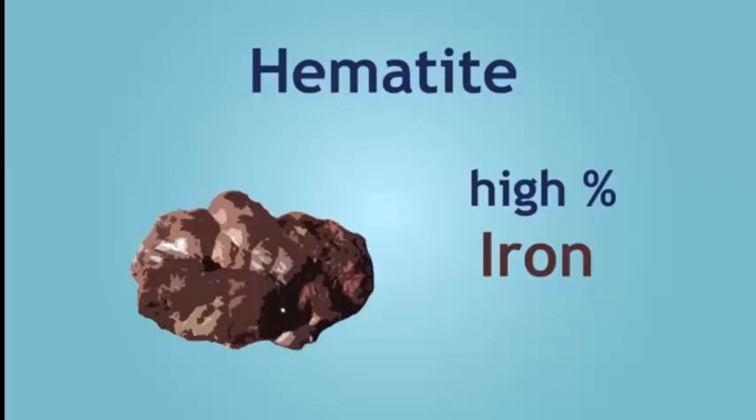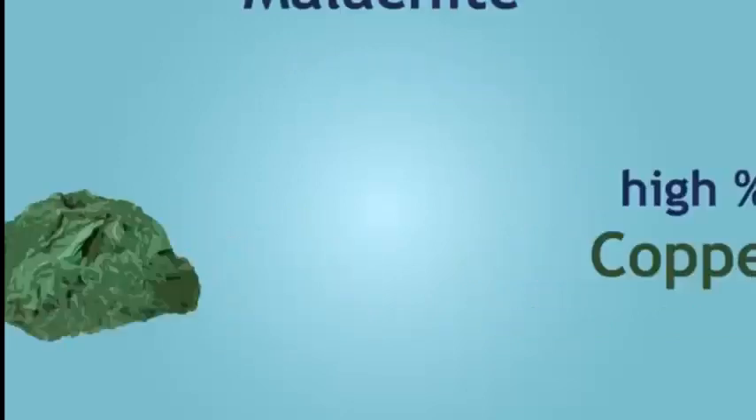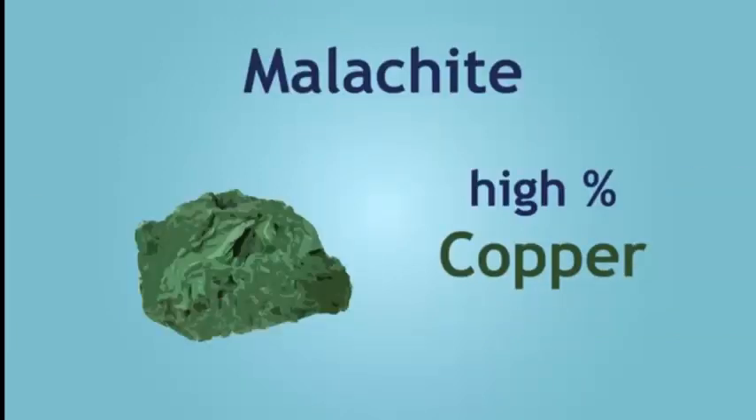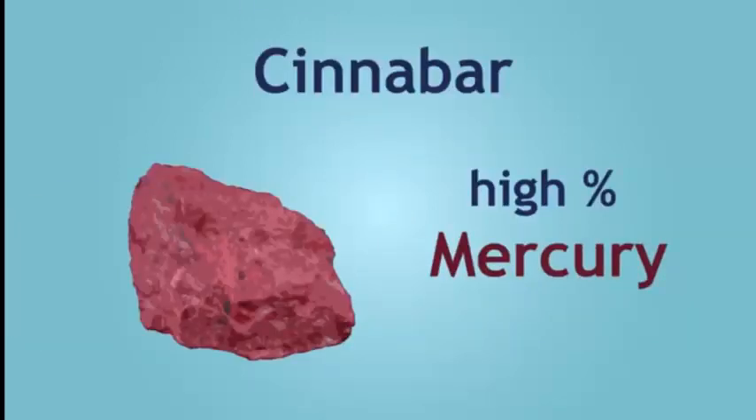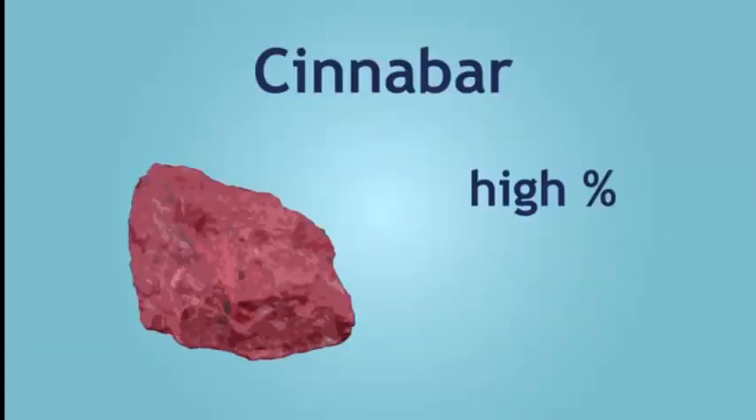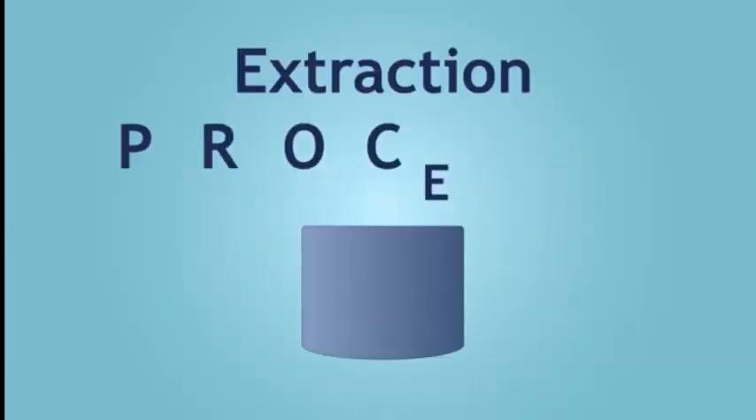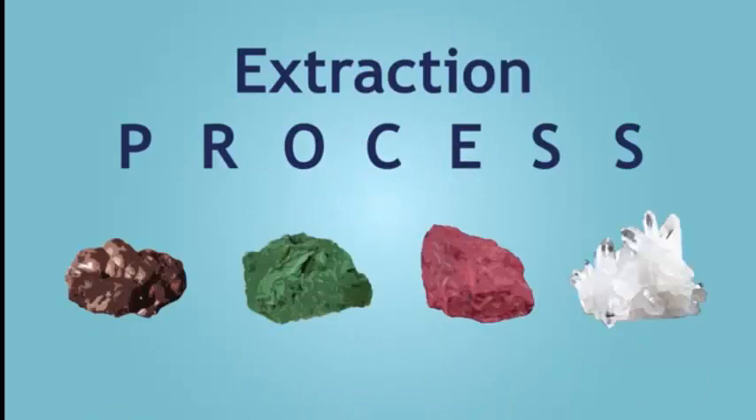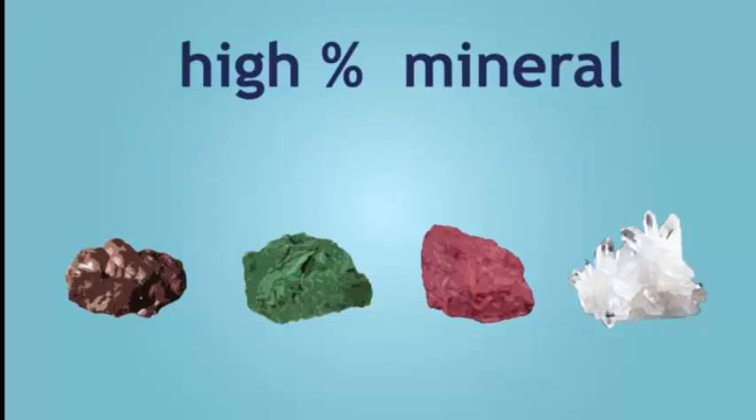The iron in hematite is mostly iron(III) oxide. The copper in malachite is mostly copper(II) carbonate. The mercury in cinnabar is primarily found as mercury(II) sulfide. The extraction process for each ore can vary, but the key idea here is that the mineral must be present in a high enough percentage, or else the process would not be very economically beneficial.